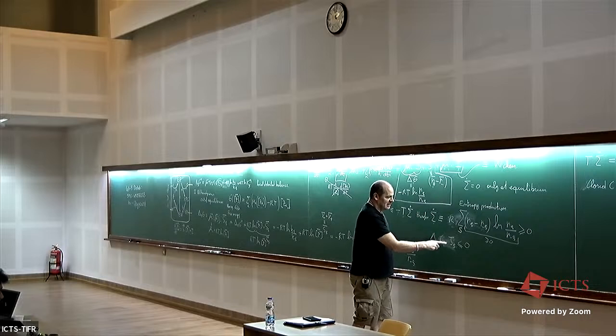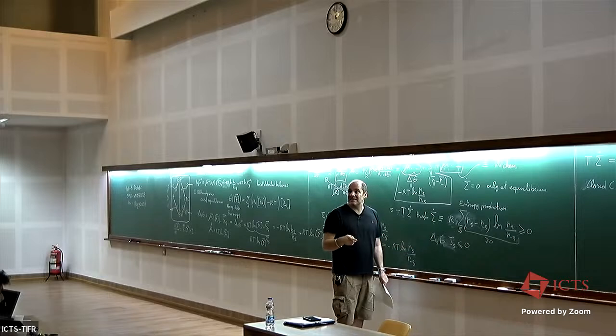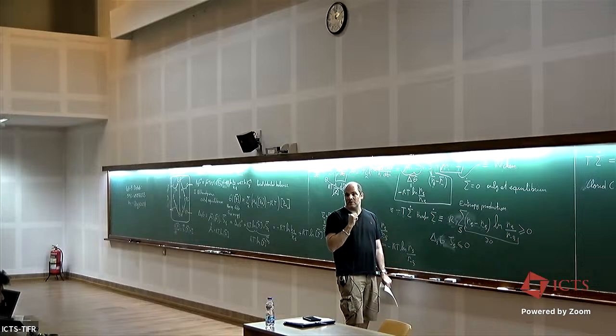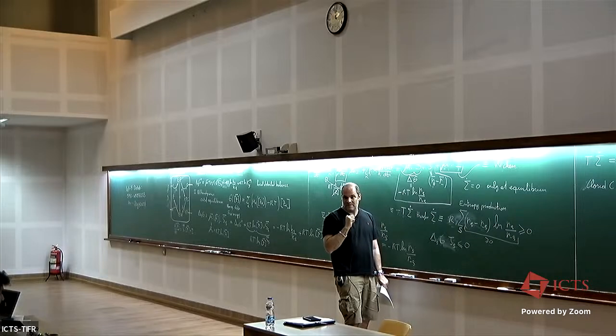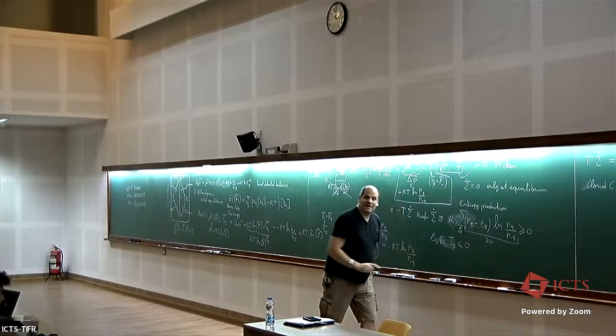It means that the flux is always going to go in the direction of minus delta G, right? So if delta G is negative, my reaction goes forward. If delta G is positive, my reaction goes backward. Because of the negative sign here.